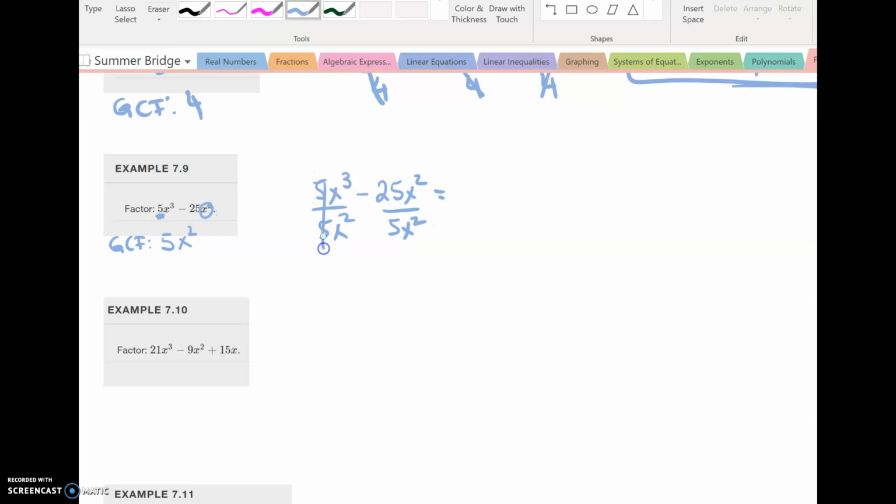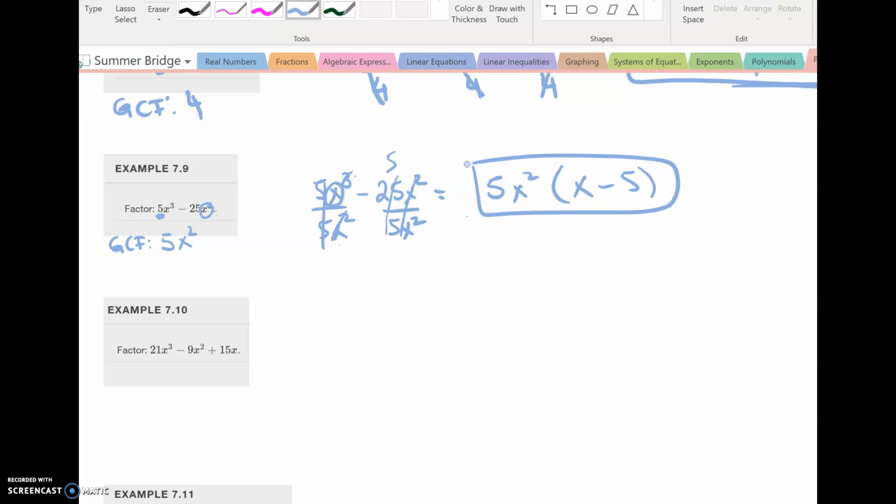5 divided by 5 is 1, and then we can use our exponent properties and do 3. So basically that cancels, and then that cancels, and 25 divided by 5 is 5. So what do I have left? I have x minus 5. We want to make sure that we have our GCF out in front, so 5x squared times x minus 5. Perfect, and that is our factored form.